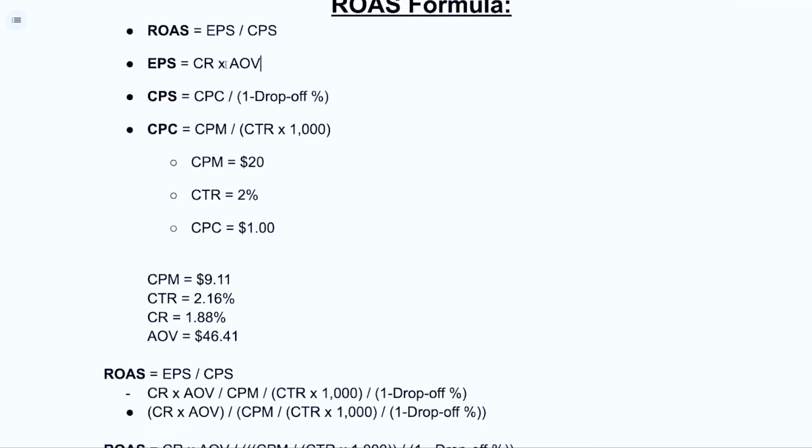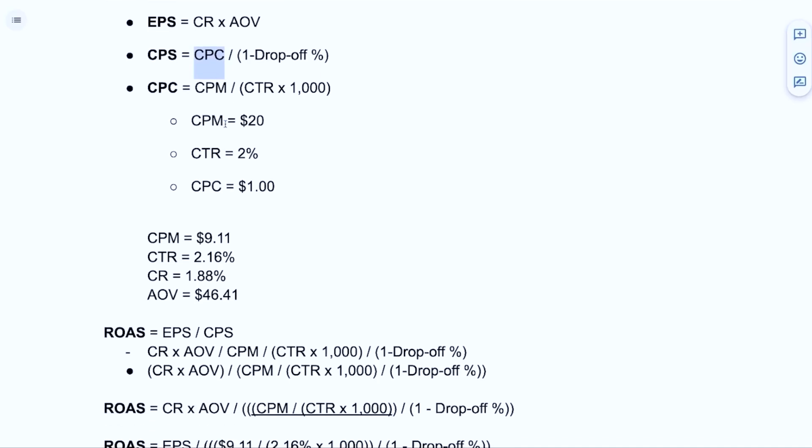so that would be $2.50 earned per session. Then our cost per session is our cost per link click, take away the drop-off rate. So cost per link click divided by 1 minus drop-off percentage. Then our CPC is essentially the CPM and the link click-through rate combined. So it would be CPM divided by CTR times 1,000.